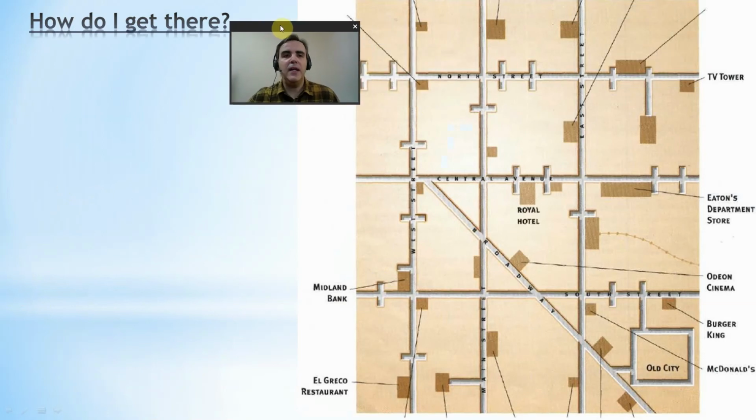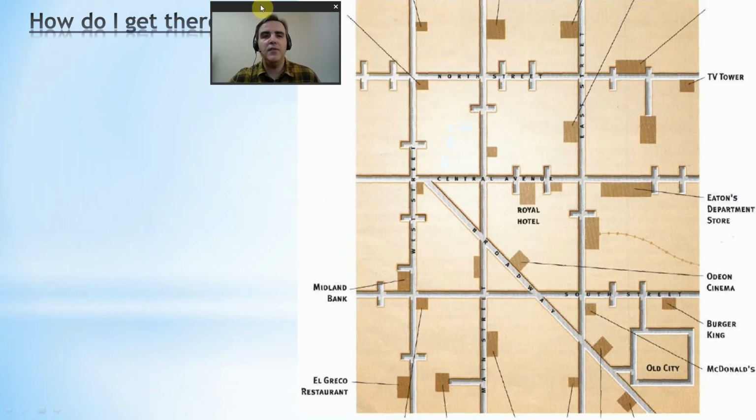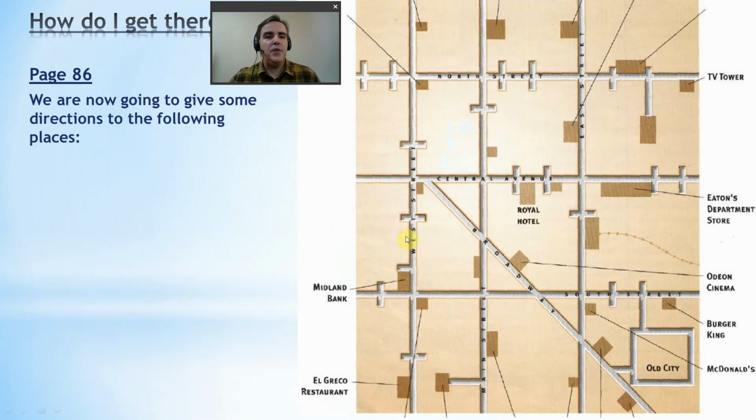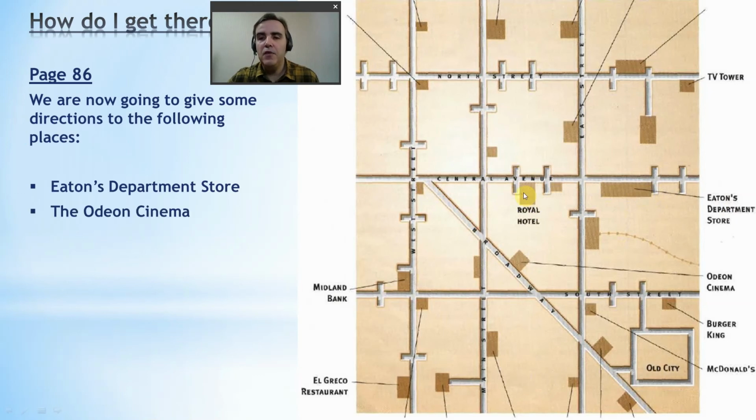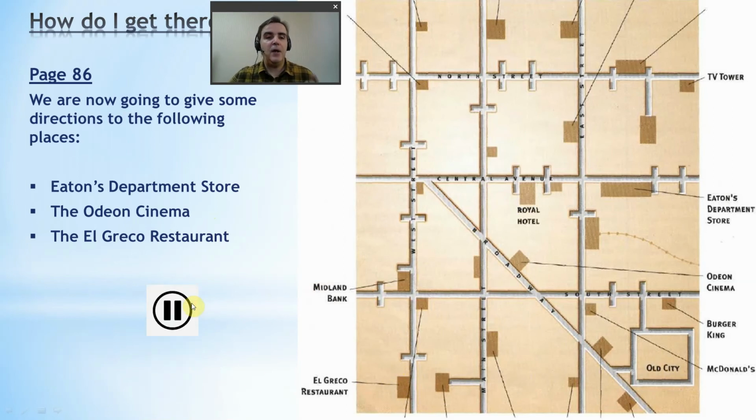So all of these I think are going to be very important for our first part of the assignment. So in your assignment worksheet you have 3 questions. You are going to again start at the Royal Hotel, and you are going to give some directions to Eaton's department store. Then from the Royal Hotel to the Odeon Cinema. And then finally from the Royal Hotel to El Greco restaurant. So you have 3 places to find. Now is a good time to pause the video and you can write your directions in your assignment worksheet.